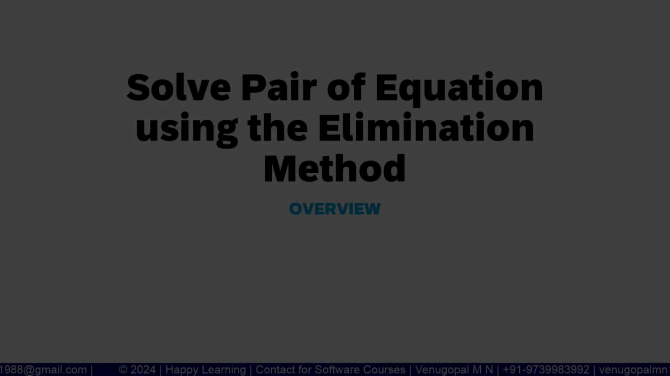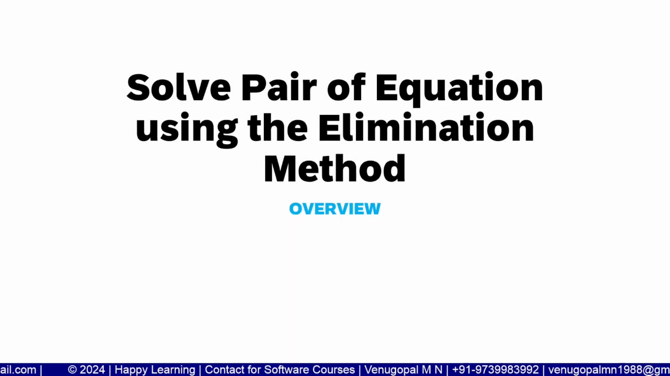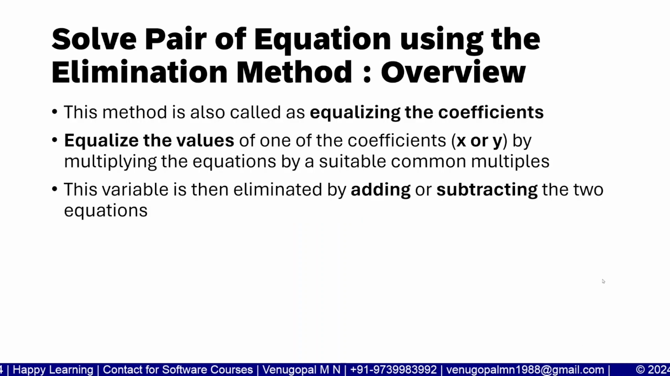Let us understand the overview about how we can solve a pair of equations using an elimination method. As the name indicates, we are going to eliminate one of the coefficients of a variable. So let us see the steps. This method is also called equalizing the coefficients. Equalize the value of one of the coefficients, x or y, by multiplying the equation by a suitable common multiple. Meaning, if there are two equations given, we will be multiplying both the equations by a suitable common multiple so that we make one of the coefficients' values equal.